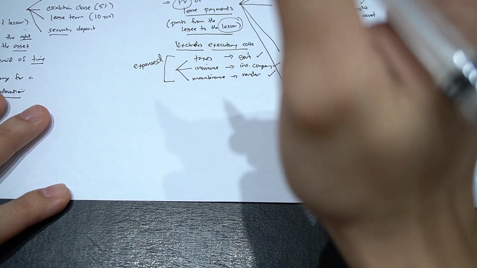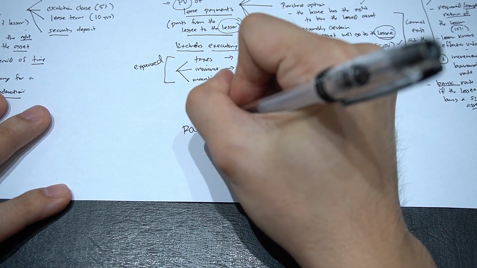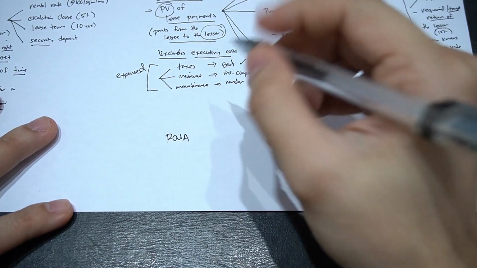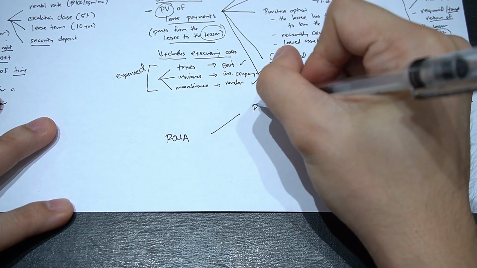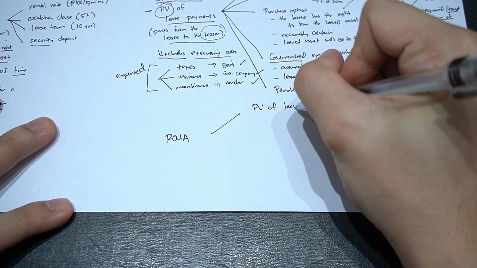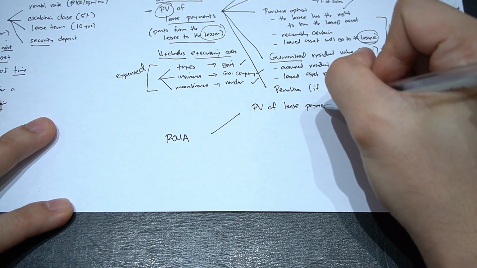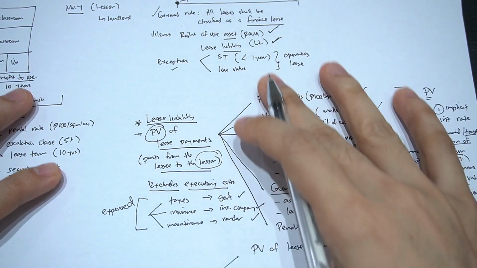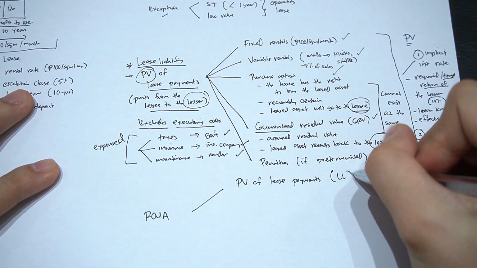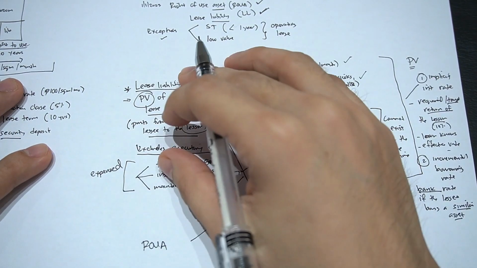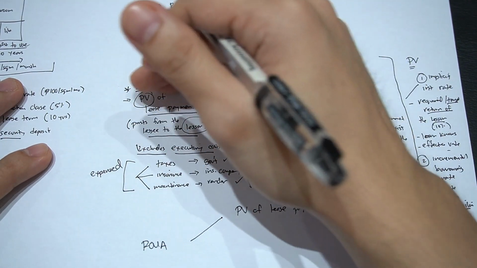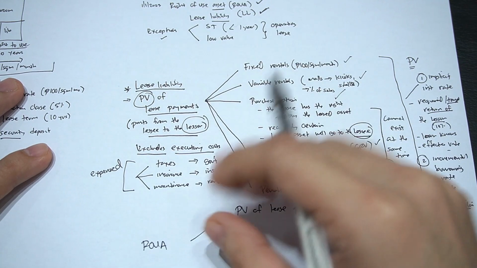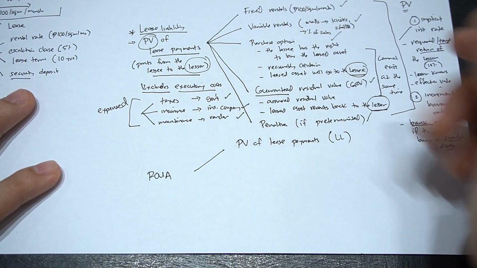Ano yung components of the ROA? Alright. First component yan, class, is the present value of lease payments. Sir, ano yung present value of lease payments? Ito. Okay? Yung lease liability natin. Kaya ako siya inuna, class, yung discussion ng lease liability because yung amount na mako-compute mo dyan, magiging part siya of your right of use asset.